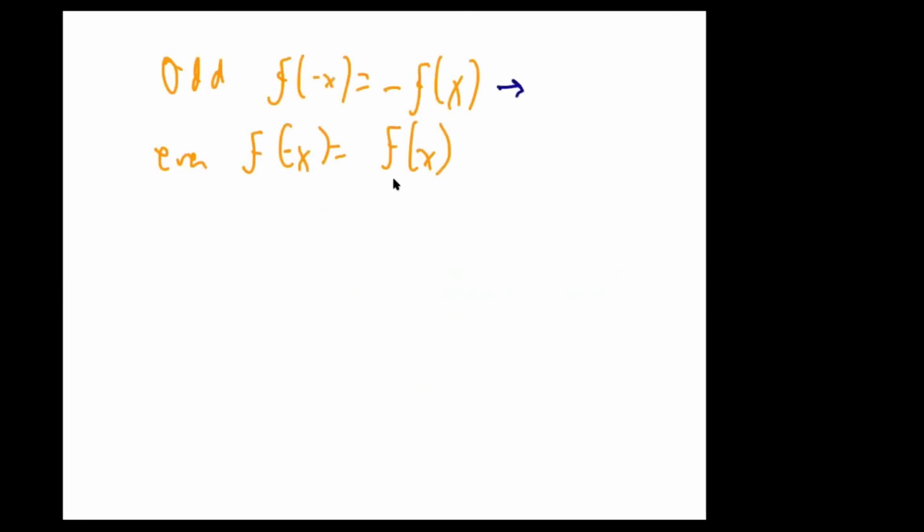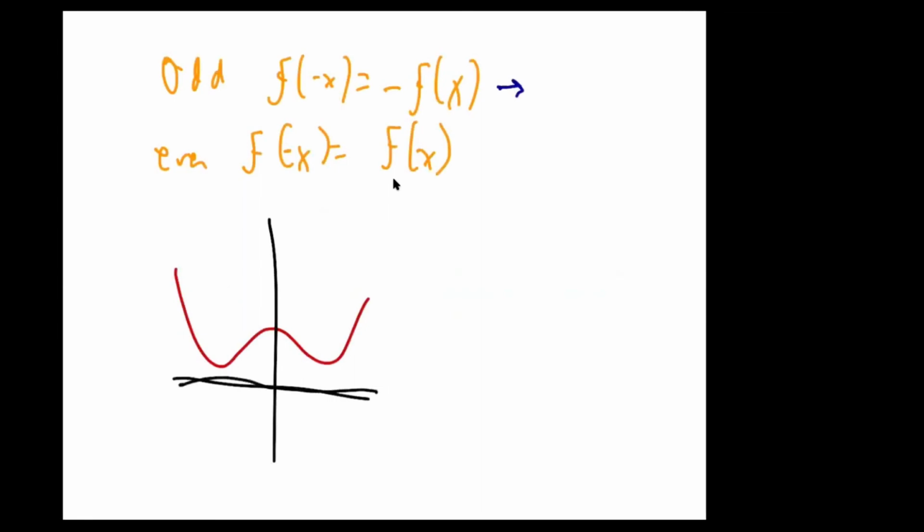They're both symmetries. For instance, if I graph this, what kind of function is that? Even. How do you know? It's symmetrical about the y-axis. Good. This has symmetry for reflection about the y.